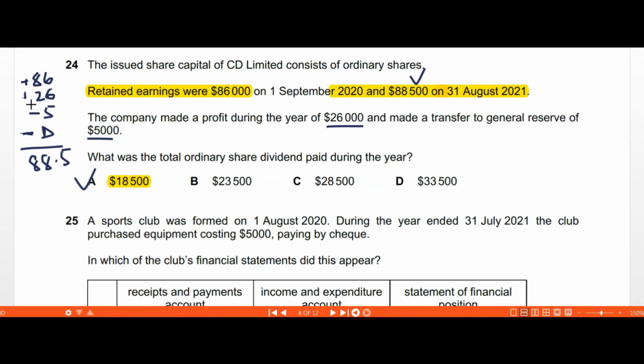You add 26,000 to 86,000, deduct 5,000, and that will be coming as 107,000. So 107,000 minus 88,500, you will get the amount of dividend, that is 18,500. Sometimes it is easy to do these questions by putting them in a mathematical algebraic form and calculating the missing figure.